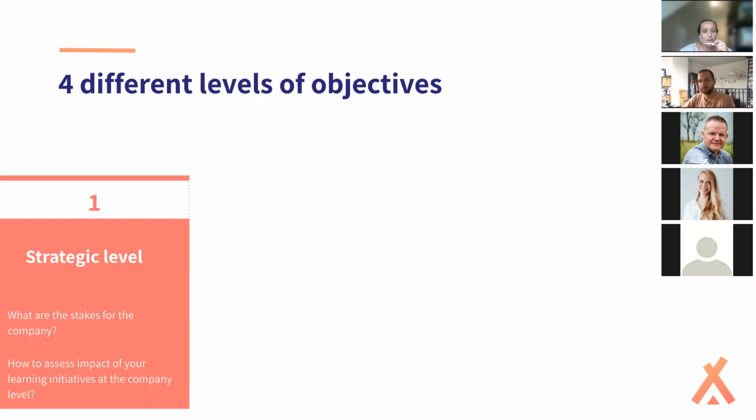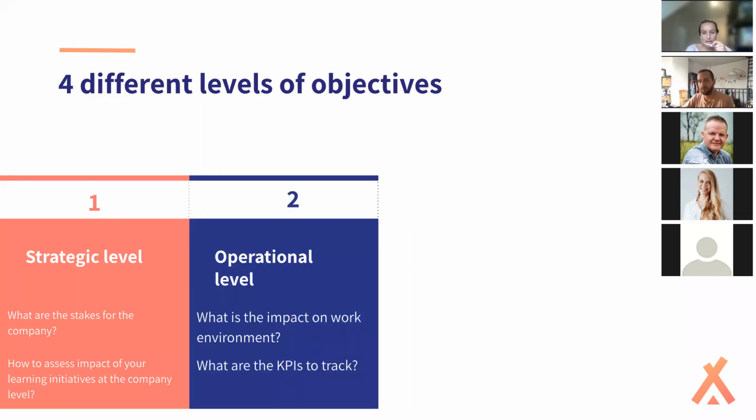Then you have the second level. Loic, you can move forward. This is the operational level, so it's more regarding the direct environment of the learner. What is the impact for the learner in their environment? It will also help you to define some KPIs that you will track after the training program.